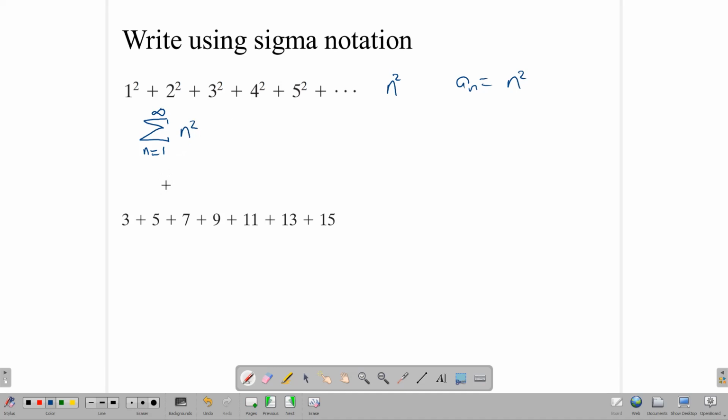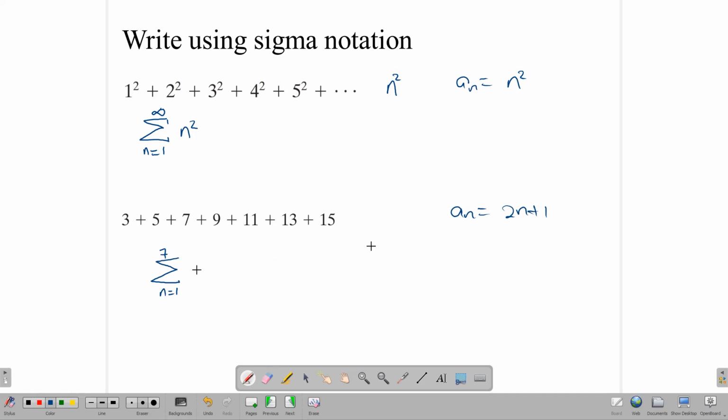For this one, however, we have 1, 2, 3, 4, 5, 6, 7 terms. So 7 terms would mean that it's finite. And so we could write it in sigma notation from n equal 1 to 7, but we're going to need a formula for this. So here you could notice that the common difference is 2, and therefore our sequence a_n is going to be 2n plus 1. So 2 times 1 is 2, plus 1 is 3, 2 times 2 is 4, plus 1 is 5. This is the formula for it.